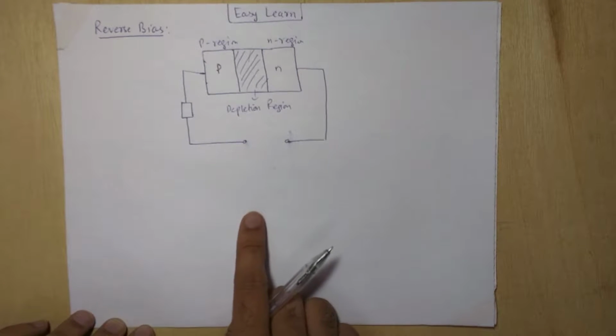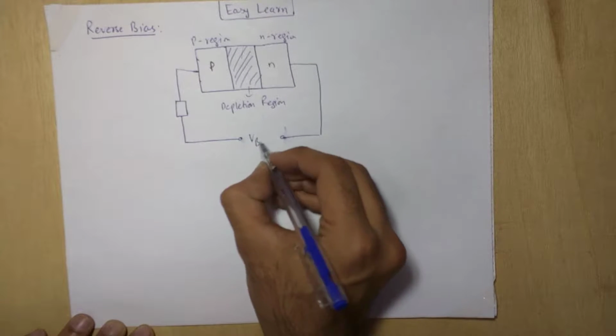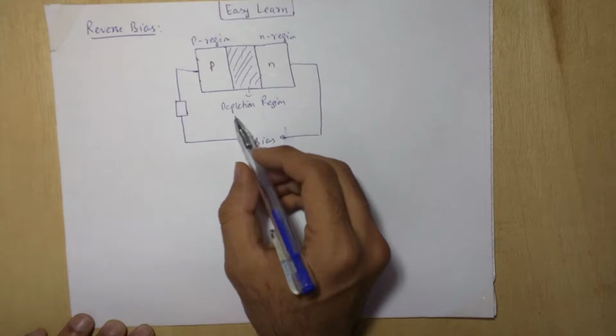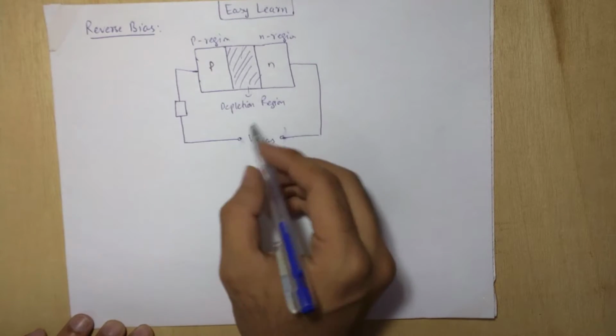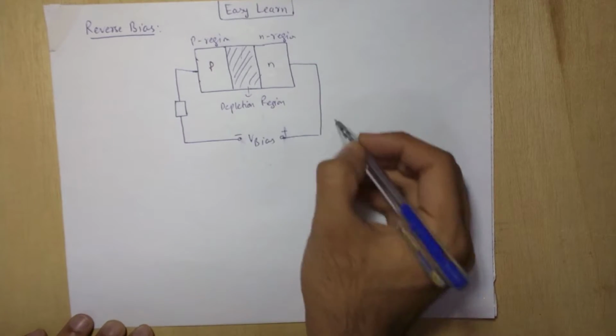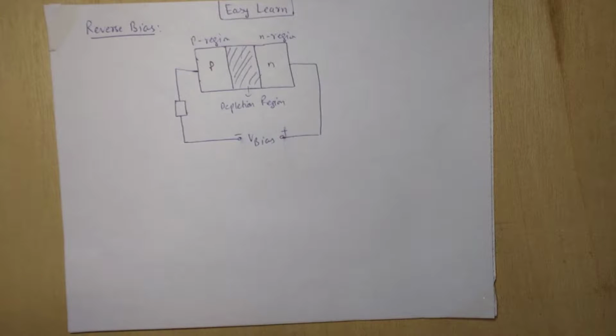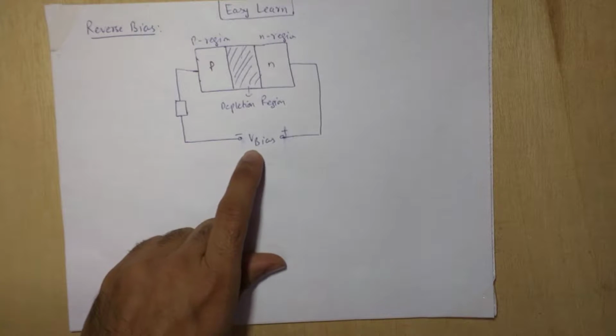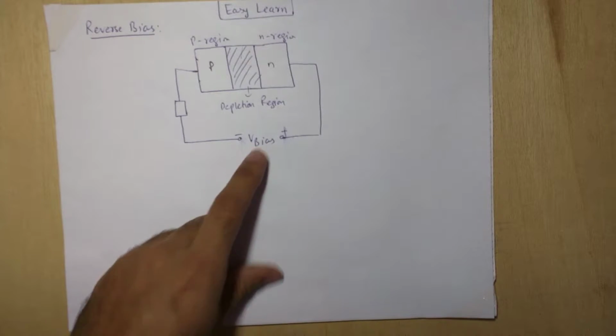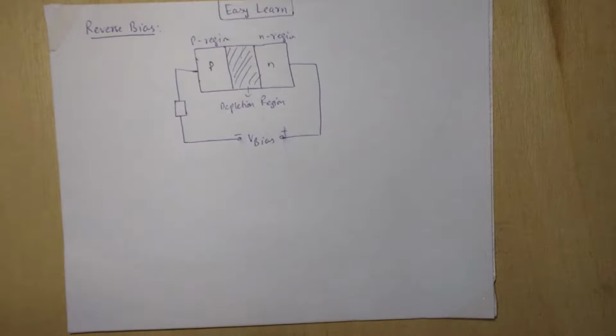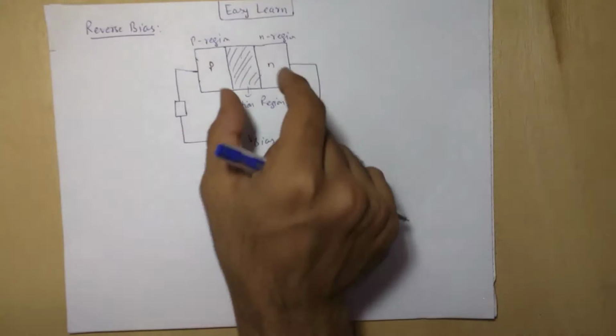The external bias voltage is called V bias. This P is connected to the negative and the positive is connected with the N region, opposite to the last case. Just as discussed in the forward bias, the V bias is the same. The battery is the same, but its polarity is changed. Here the negative side is connected with the P region and the positive is connected with the N region. Note one thing here, that the depletion region is shown very wide.